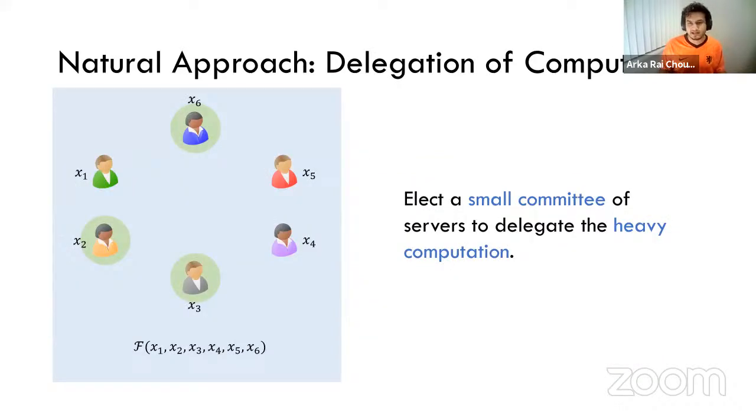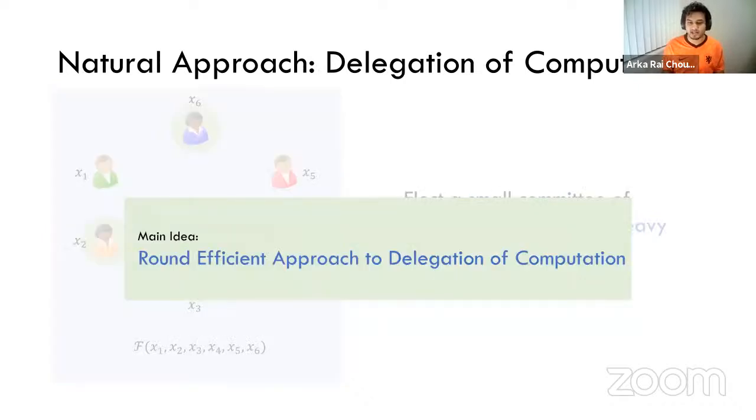A very natural idea, which is followed by a bunch of works, is to do this delegation of computation, where you elect a small committee of servers that is going to do all of the heavy computation, and thereby you really save on the computation. And so our main idea in this work is to do this in a round efficient manner using just minimal assumptions and the tools that we have. Specifically, we managed to do this in 2 rounds in the semi-honest setting and 3 rounds in the malicious setting.